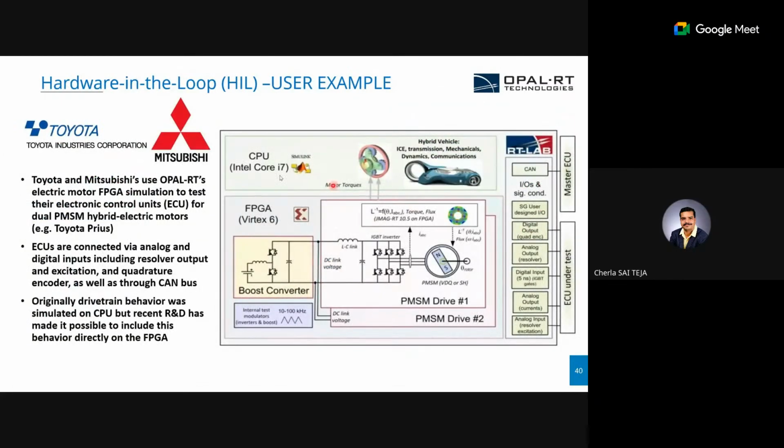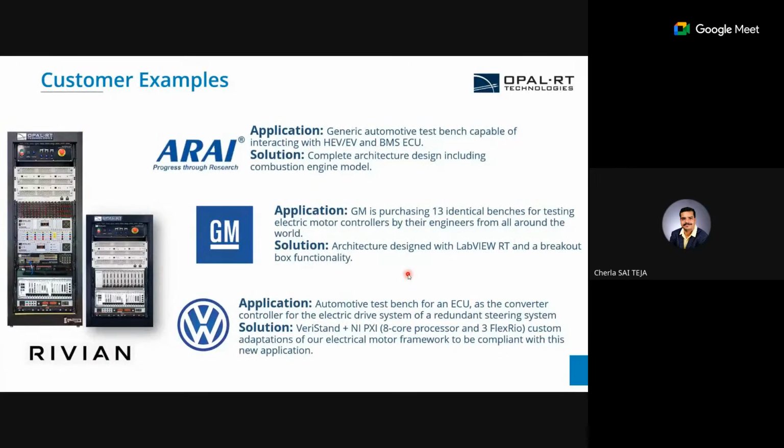These are some of our users. This one is from Toyota and Mitsubishi. They are using our solution, OPAL-RT's electric motor FPGA solution, to test and validate their electronic control unit for a double PMSM HEV motor, a hybrid electric motor for Toyota. These are some of our success stories. Our simulators find application in ARAI, the testing agency in India. Whatever new vehicle you see on the road, it should go through the two or three testing agencies and be certified by them before it comes on the road. So ARAI uses our simulators.